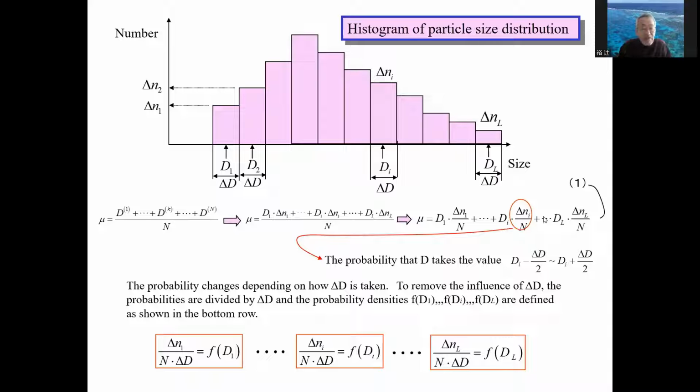The numerical value of this probability depends on the value of delta D. To remove the influence of delta D, the probabilities are divided by delta D. In that way, the probability densities f(D1), f(Di), f(DL) are defined as shown in the bottom row. Let's move on to the next page.